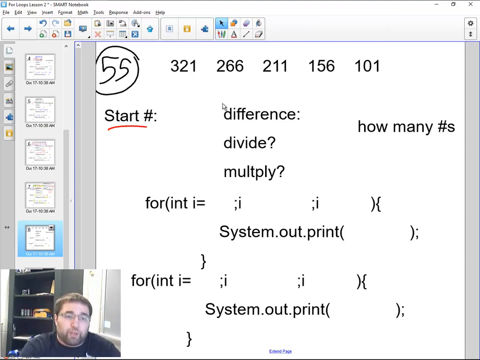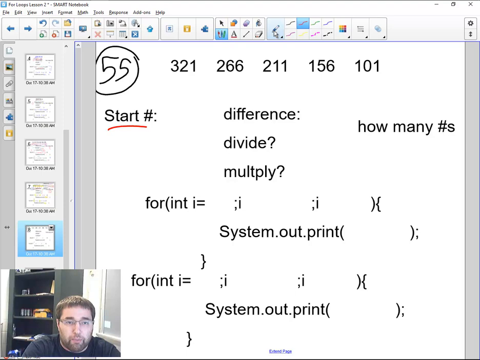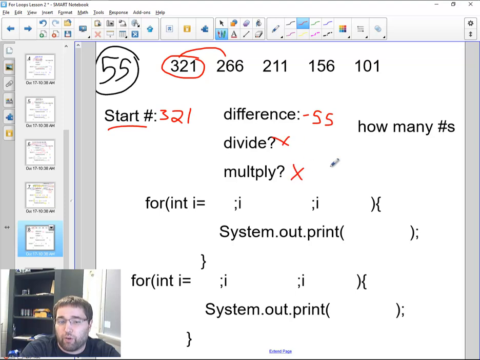Okay, so let's take a look at this. We have 321. What's my starting number? 321 is my starting number. What's the difference to get from 321 to 266? Negative 55. Can I divide? Not really. Can I multiply? No. How many numbers? 1, 2, 3, 4, 5.